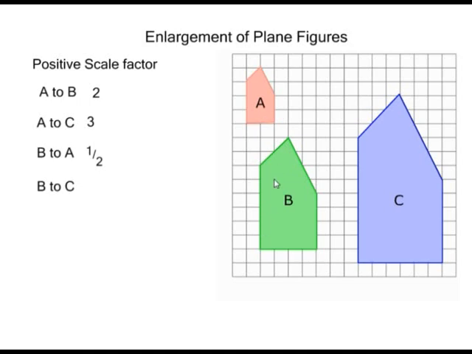How about B to C? If you count the bottom, C has 6 boxes, B has 4. So the scale factor is 6 over 4, which is equal to 3 over 2, or 1 and 1 over 2. So C is 1.5 times as big as B.